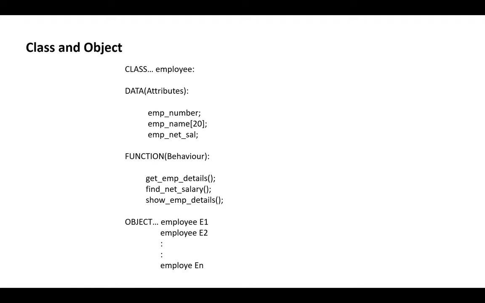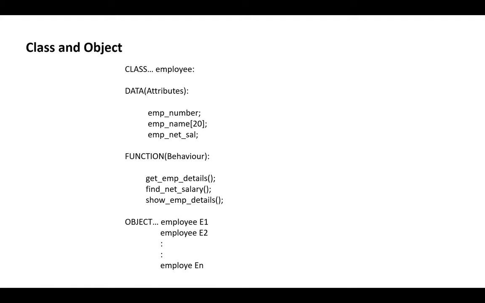This class is a blueprint. As I already mentioned, it's a blueprint. So whenever this blueprint is created or a class is created, no memory gets allocated, because it is not a physical entity or a real world entity. It's just a blueprint. But an object is an instance of a class which is a physical or real world entity.